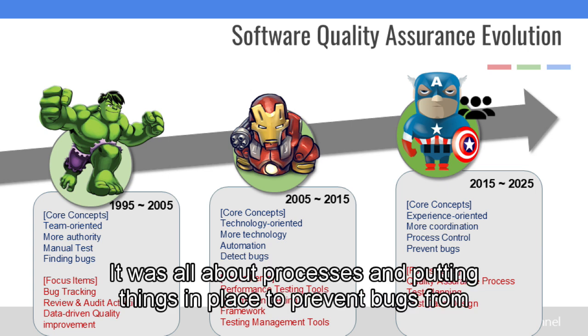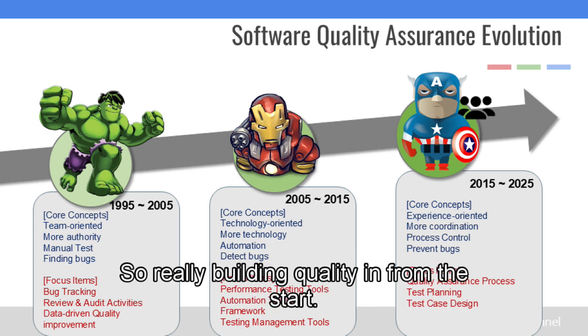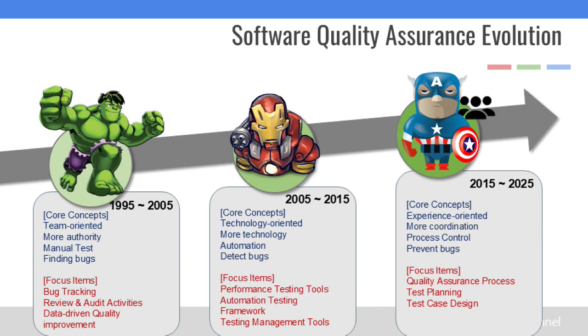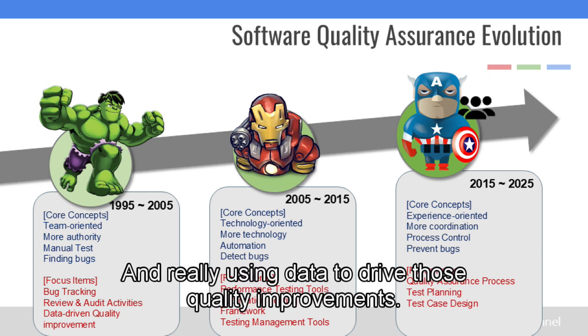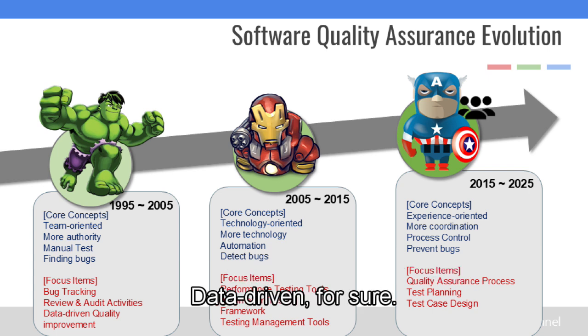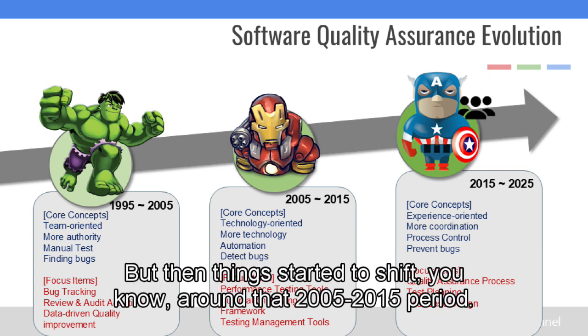Right. It was all about processes and putting things in place to prevent bugs from happening in the first place. So really building quality in from the start. Yeah, having those reviews, audits. Lots of documentation, absolutely. And really using data to drive those quality improvements. Data-driven, for sure.